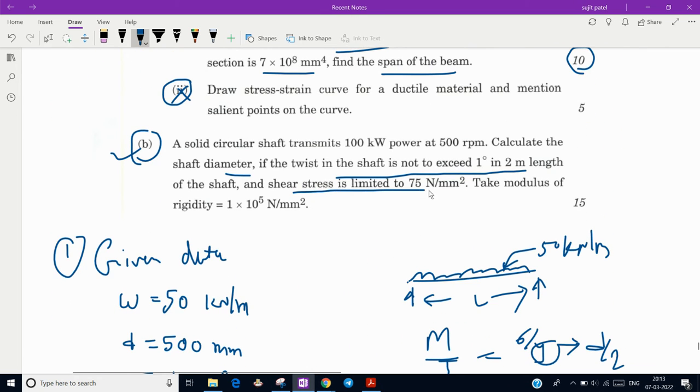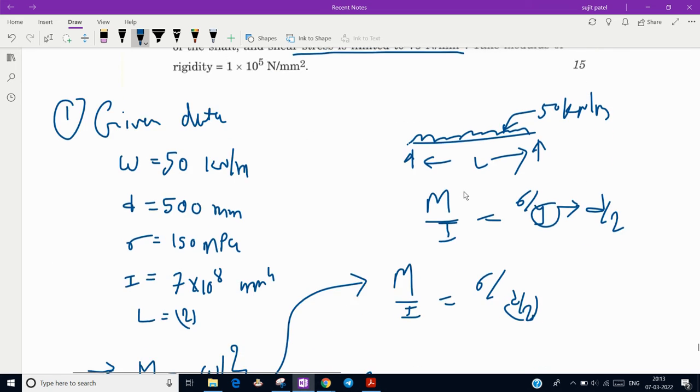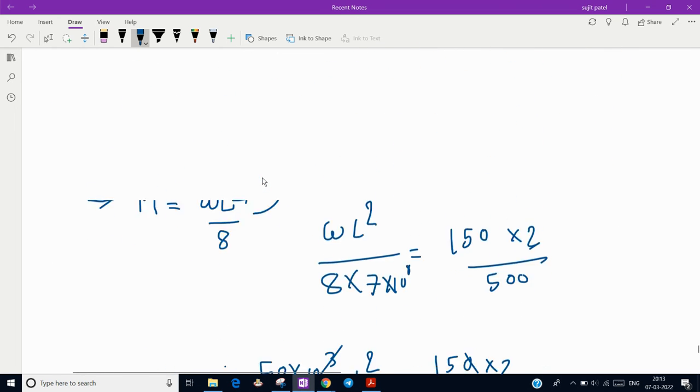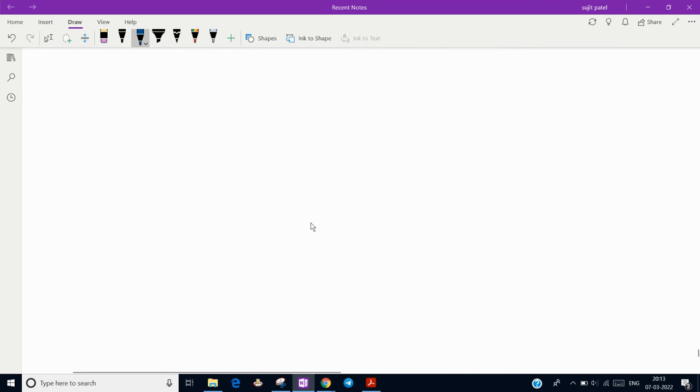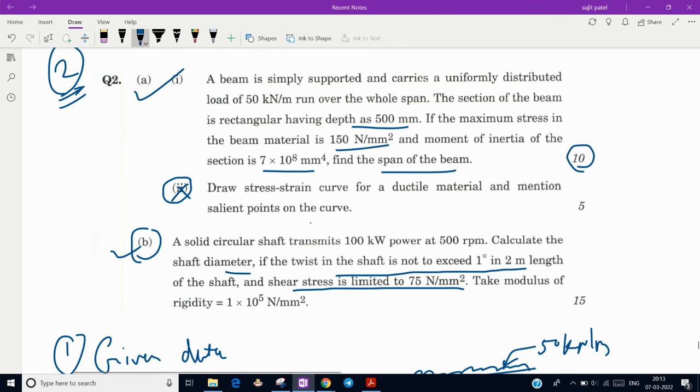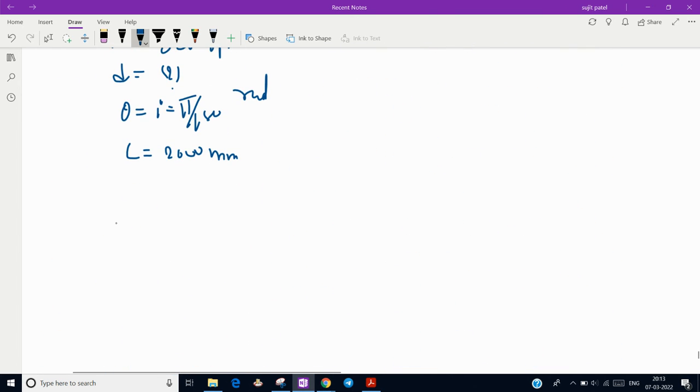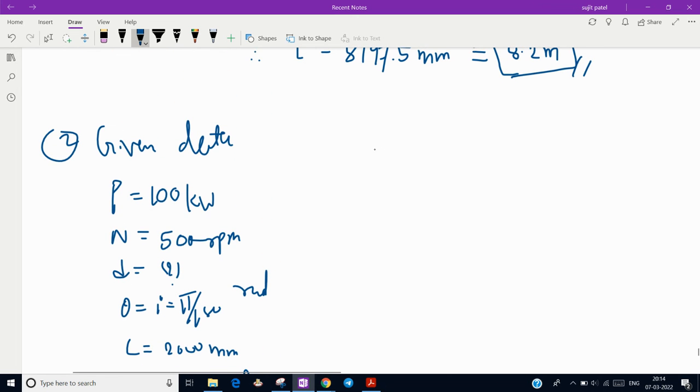Another condition that is given: shear stress is limited to 75 megapascal. So shear stress is 75 megapascal, and modulus of rigidity G is also given, that is 1 into 10 to the power 5 megapascal. Okay, now we have to find out the diameter.